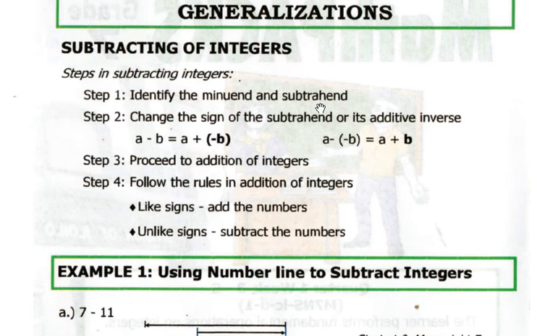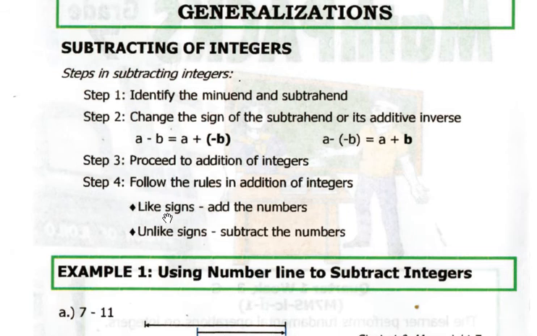And the steps. Step 1, identify the minuend and subtrahend. Step 2, change the sign of the subtrahend or its additive inverse. That is, a minus b can be written as a plus the negative of b. Or we have here a minus the quantity negative b, that becomes a plus b. Step 3, proceed to addition of integers. Step 4, follow the rules in addition of integers.